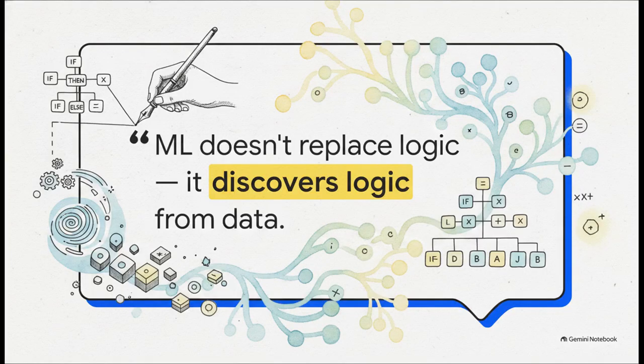Okay, before we actually start building out our AI tech stack, I really want you to keep this one crucial paradigm shift in mind. Traditionally, we write the rules, right? But machine learning doesn't replace logic. It discovers logic from data. So instead of explicitly programming every single if-then condition, we're moving to a world where we let systems discover those rules organically, just based on the information we feed them. It's a real game changer.